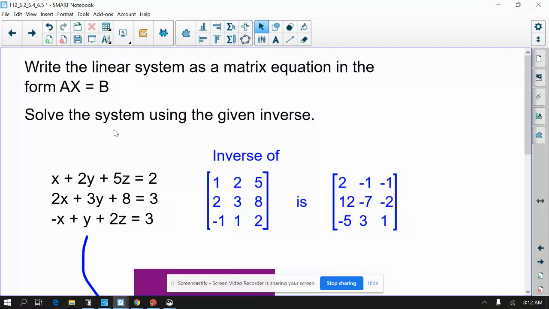So two things to do. I have this system and I want to write it as a matrix equation, A times x equals b. A is the coefficient matrix, x is the variable matrix, and b you can think of as your answer. Then I have to solve the system. They're giving me the inverse, so there's less work for me to do. They told me that with this square matrix, the inverse is this.